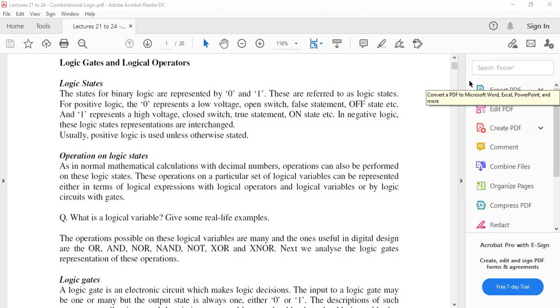Yes, students, this lecture series is going to be on logic gates and logical operators. So we're going to basically talk about binary logic and the operations we can do on binary variables. So first, let's start with what actually is a binary variable.